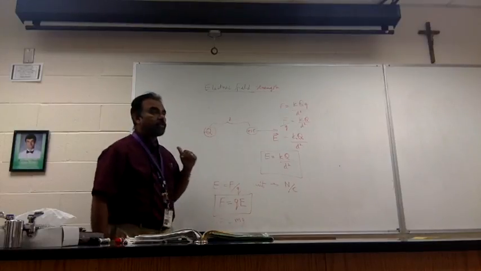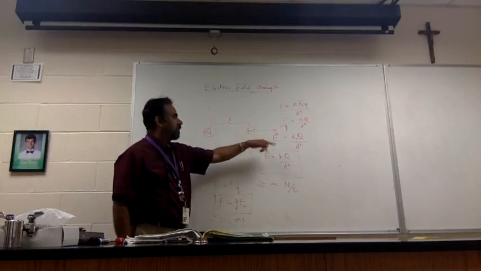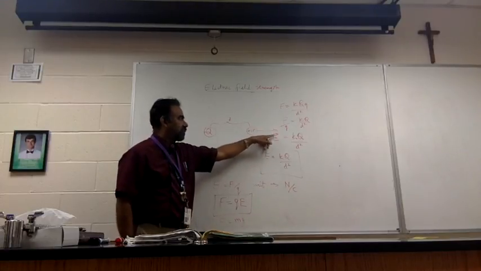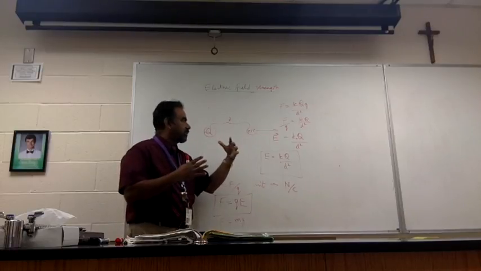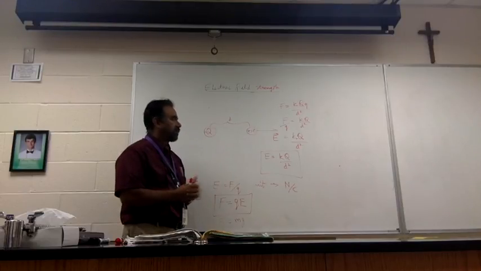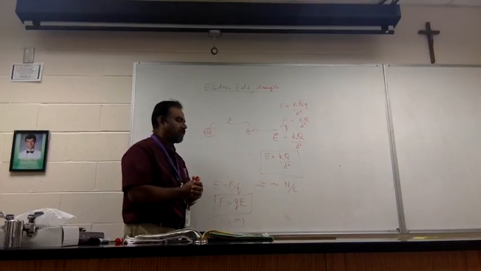The magnitude of the electric field is this. But the electric field always comes with a direction because it's a vector quantity. So it's got a direction and magnitude. And sometimes the electric fields are all straight lines, and sometimes they're not.